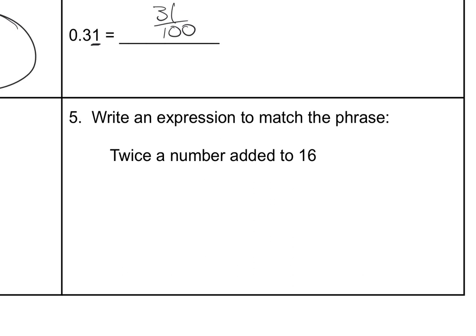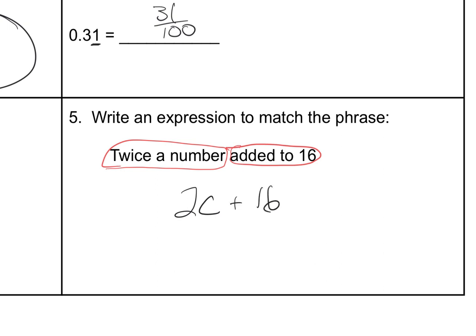Number 5, write an expression to match this phrase. Twice a number added to 16. So look at this in 2 different phrase points. Twice a number, and then the last part is going to be added to 16. We don't know what the number is, so this will be a variable. And just to get Cindy's attention, we're going to use C. So twice C, 2 times C, and then we're going to add that to 16.